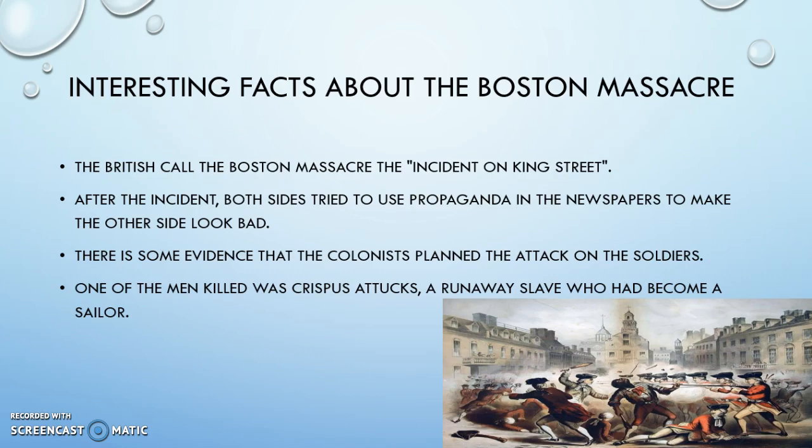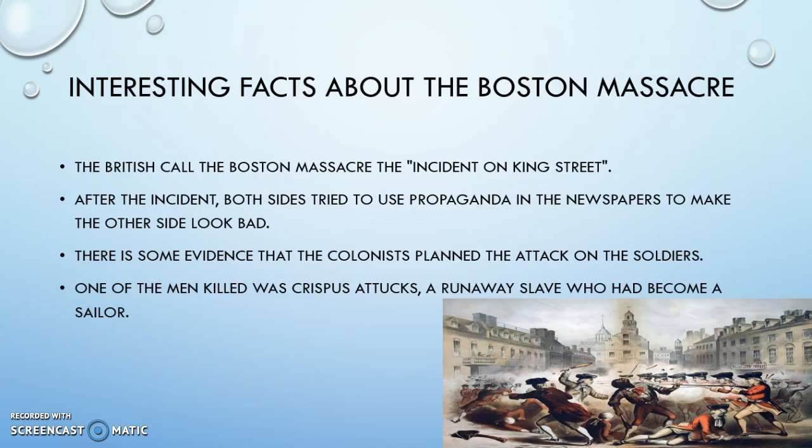Some interesting facts about the Boston Massacre. The British called the Boston Massacre the incident on King Street. After the incidents, both sides tried to use propaganda in the newspapers to make the other side look bad. "No, you started it. No, you started it."